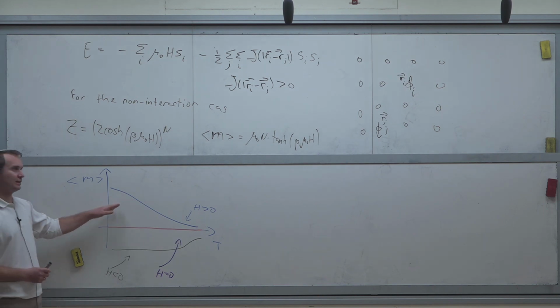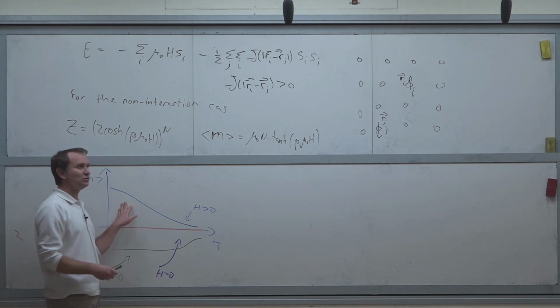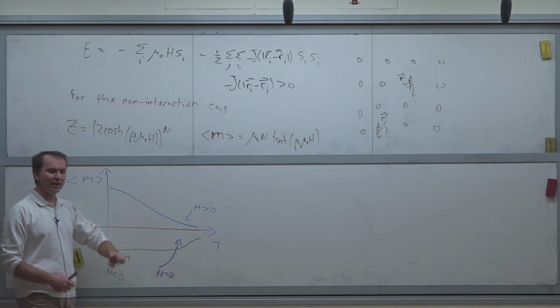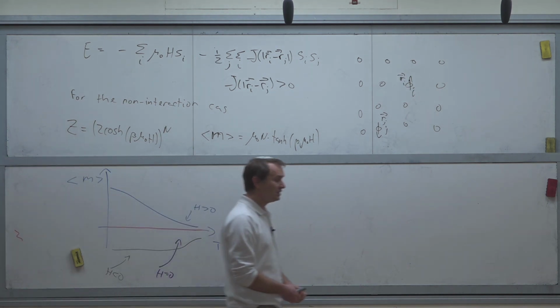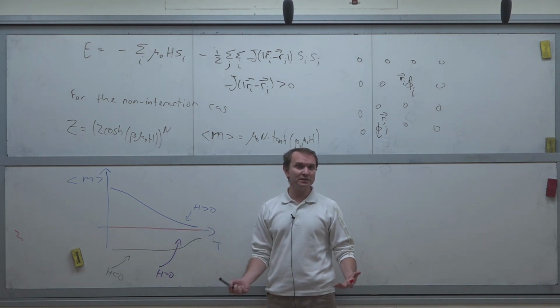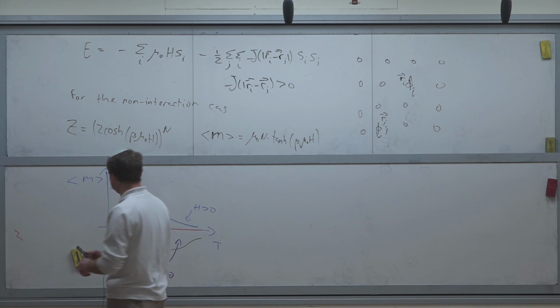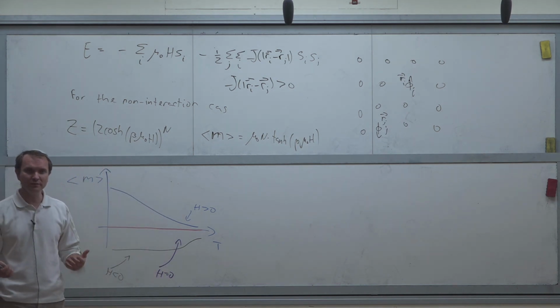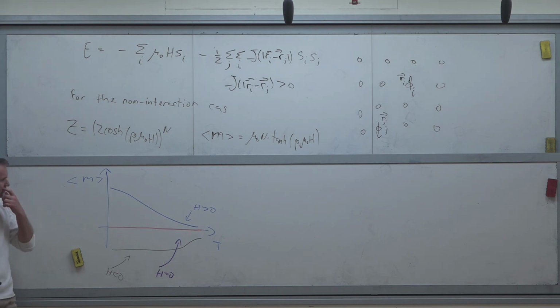But this is to be expected. You apply an external field, you get a net magnetization. You apply a negative magnetic field, you get the opposite net magnetization. You do not apply an external field, the net magnetization is 0. And this is because we assume that the system is disordered enough, so there is a symmetry.